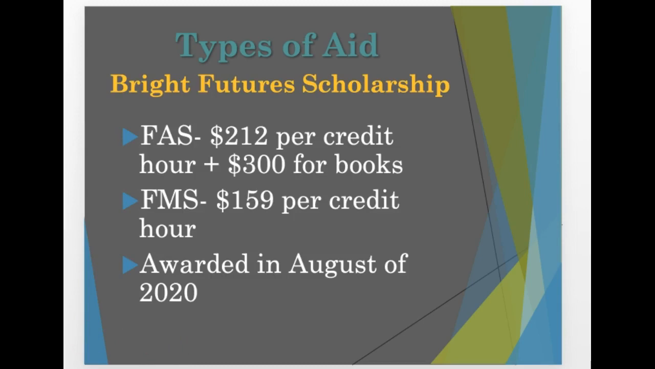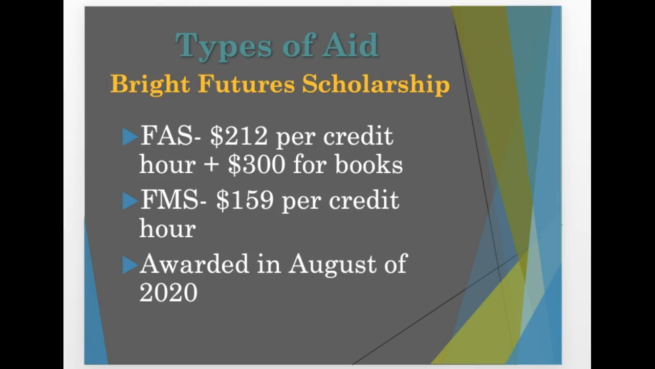How Bright Futures is paid, it's paid out by the credit hour. Florida Academic Scholars pays $212 per credit hour on average. It pays 100% tuition plus $300 towards books for each year. Florida Medallion Scholars pays an average of $159 per credit hour each semester, and that typically begins to be awarded in August of 2020.